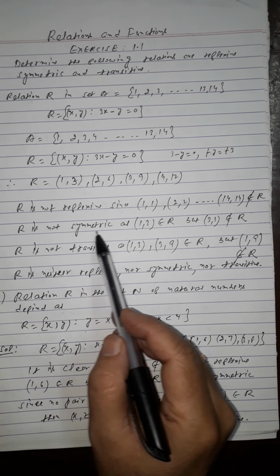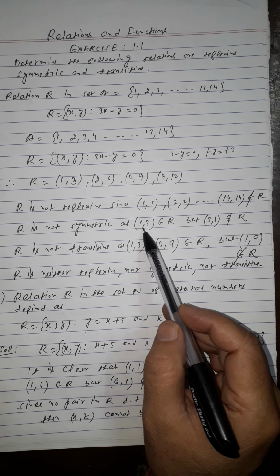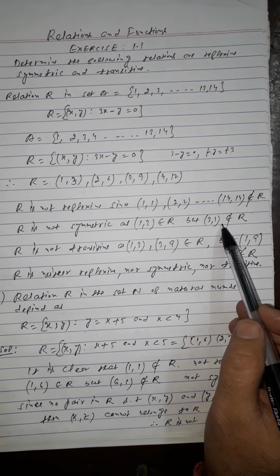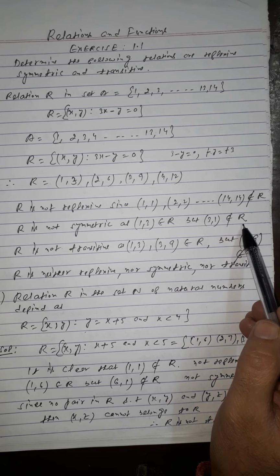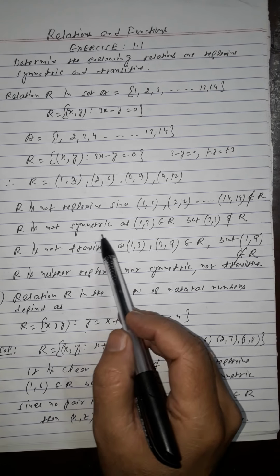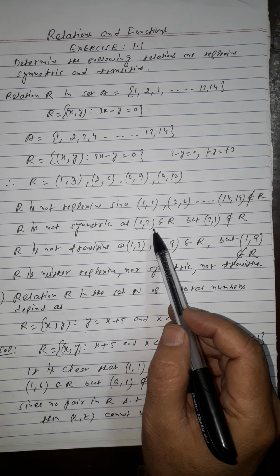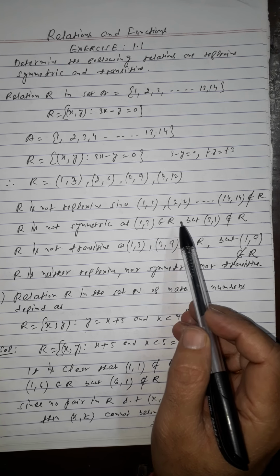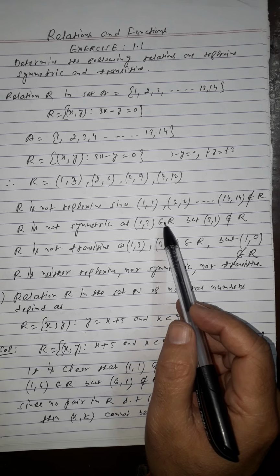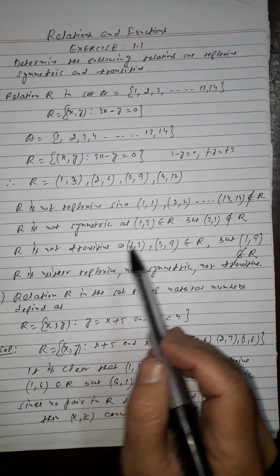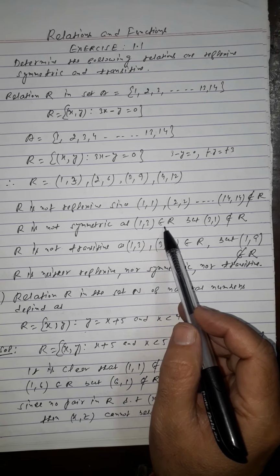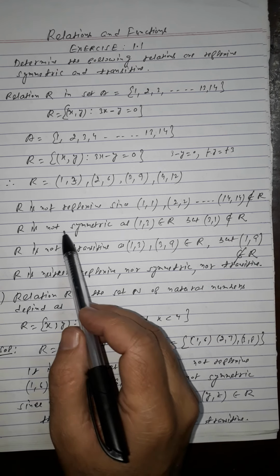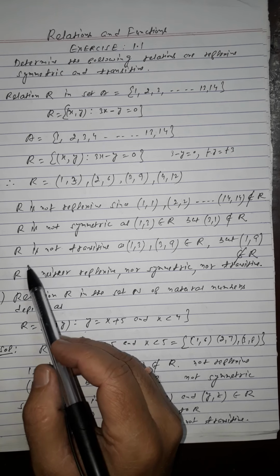Now, it is not symmetric because (1, 3) belongs to R, but (3, 1) doesn't belong to R. Right, students? We will make use of the definition here. If (x, y) belongs to R, then if (y, x) also belongs to R, then the relation is symmetric. But here (1, 3) belongs to R, but (3, 1) does not belong to R. Therefore, it is not symmetric, students.